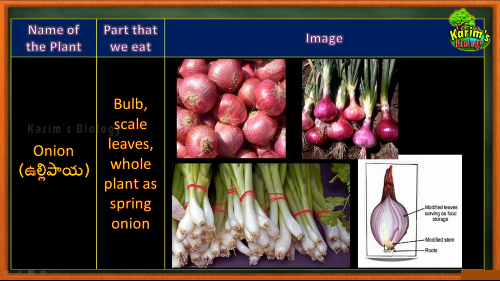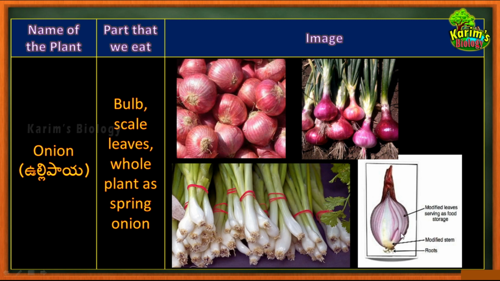Okay children, see, modified stem means you can see at the bottom here there are roots, but at the inner part you can see a very short stem, and the short stem is producing some leaf-like structures which are fleshy. Also this short stem is being covered by these leaf-like structures, which makes it appear like a bulged structure called bulb. Okay, and these are the scale leaves.